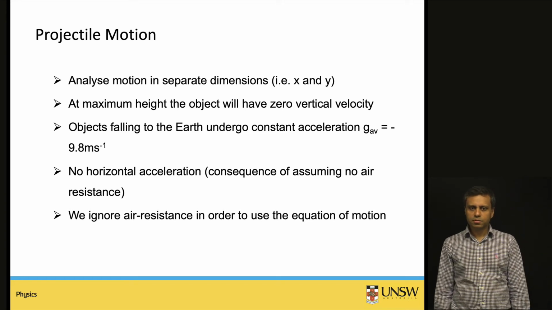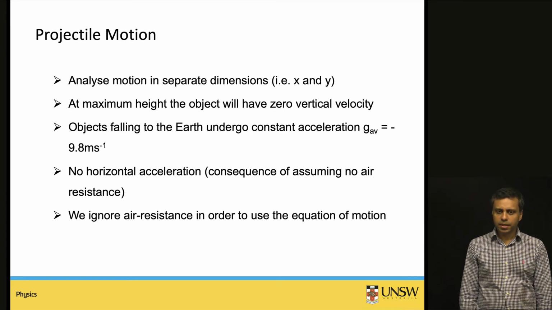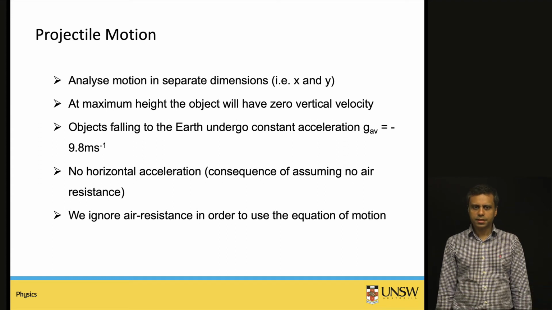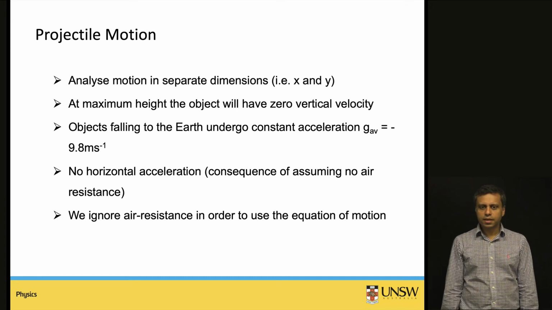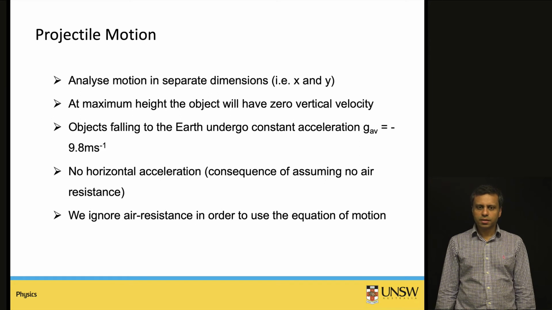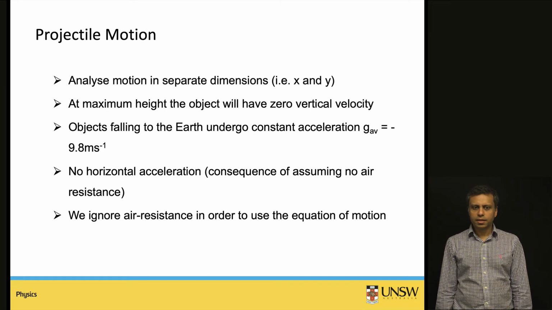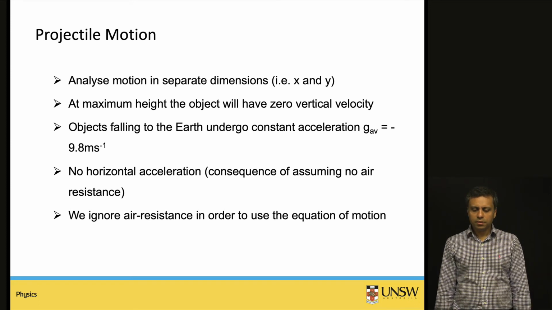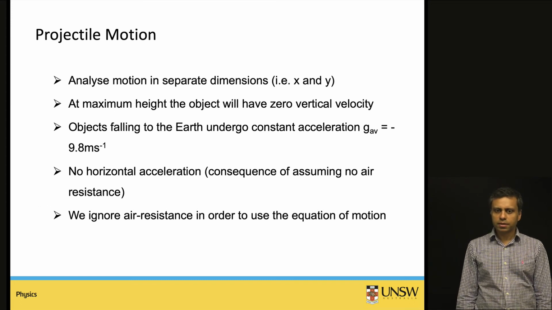So the vertical motion can just be analyzed by the equations of motion we have derived, if you substitute a equals minus g, and g in this case, as we have described, is 9.8 meters per second squared. Horizontally, we will assume that there is no acceleration. The particle is traveling at constant velocity. So the horizontal acceleration a equals 0. And we will also ignore air resistance in this case, otherwise we won't be able to apply the equations of motion.